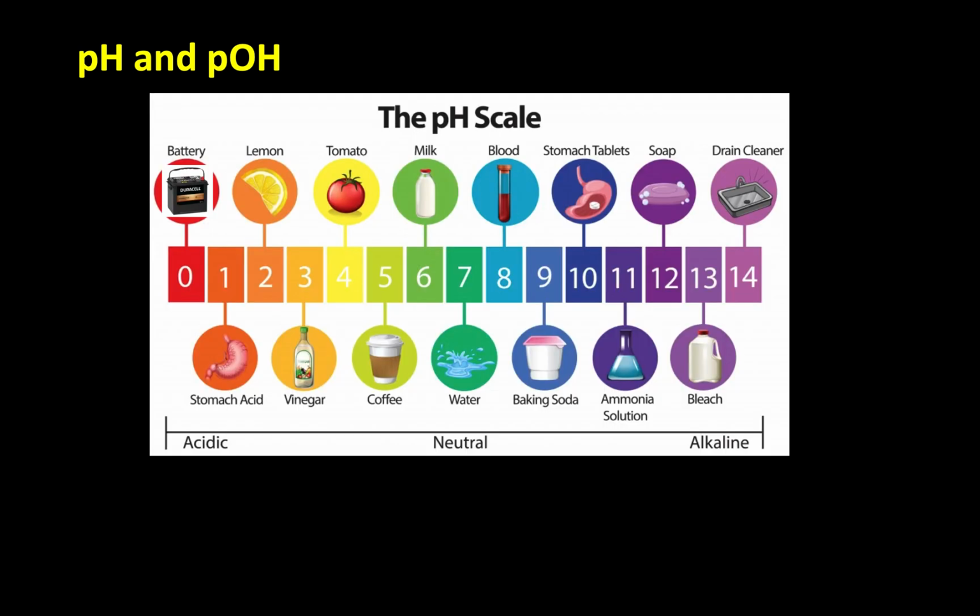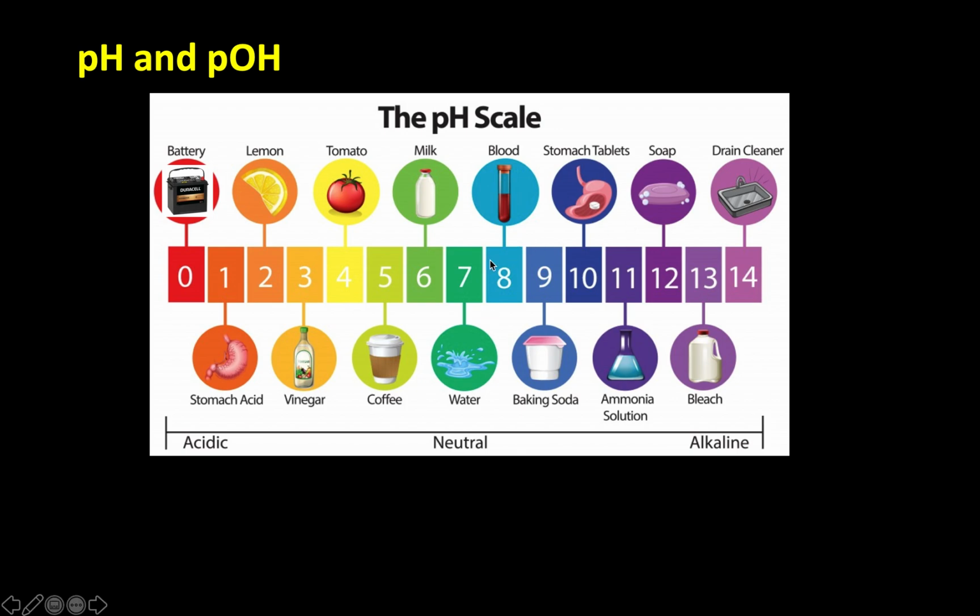Okay, here's a little scale of different types of solutions and their pH. I edited this a little bit because a car battery is acidic. It has sulfuric acid in it, but the picture they had earlier was of a AA battery, and those are alkaline usually. So I updated this a little bit, but you can see the various pH levels for various everyday items. Most of the foods there are acidic.